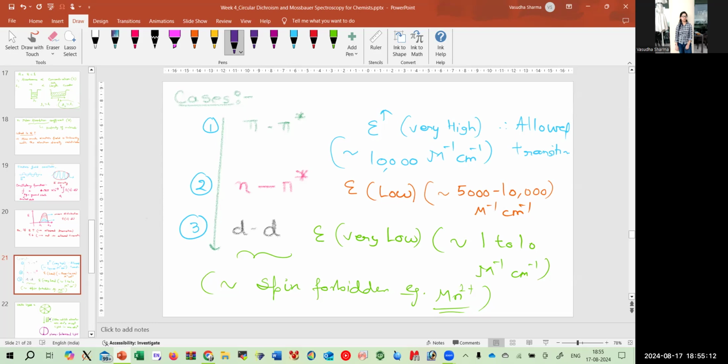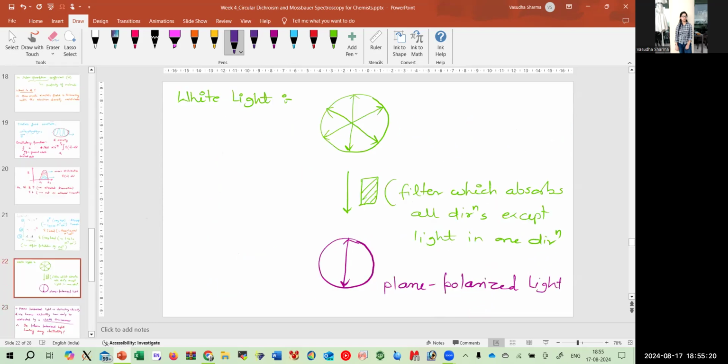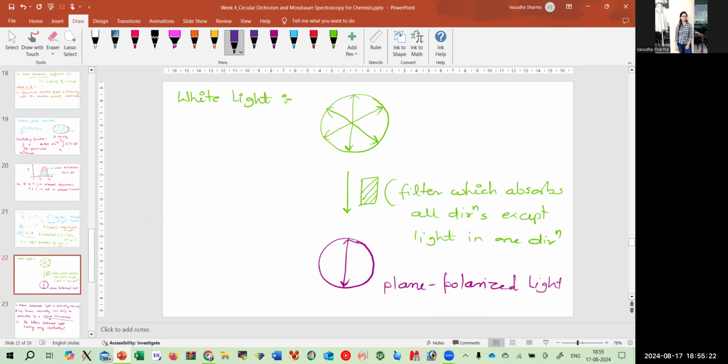Once we understood that it is interacting, what is the major factor which would tell you whether the interaction is going to happen and whether it is going to be excited or not? After that, we know that the white light that we are shining is not polarized.